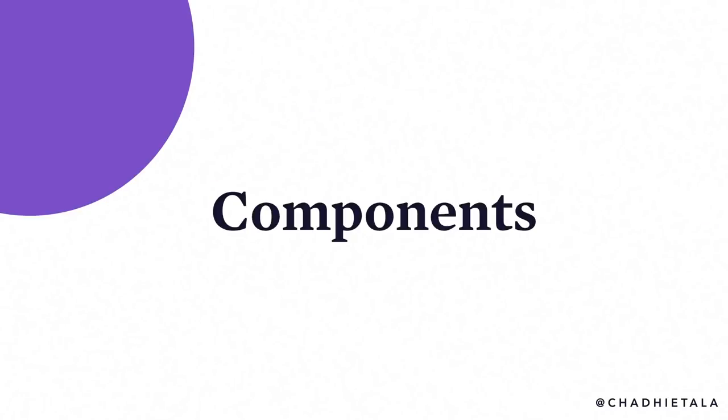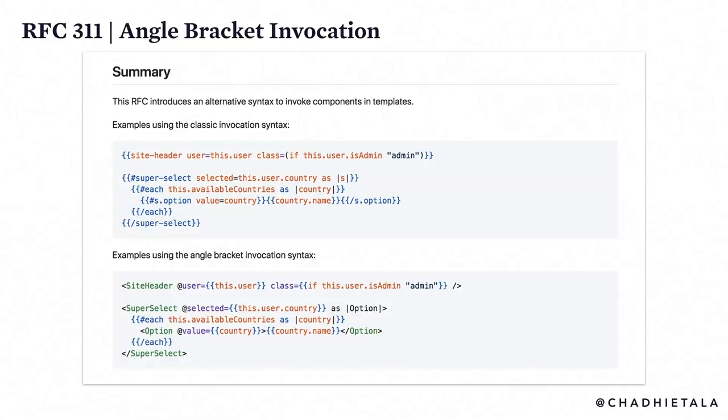So that's all stuff generally about the templating layer. Let's talk a little bit about components and how those are changing. RC 3.11 introduced this notion of angle bracket invocation. And what angle bracket invocation is trying to do is, once again, trying to answer the question of what foo-bar is. So we're giving syntactic forms to all of these things.